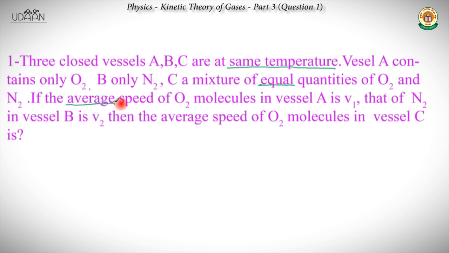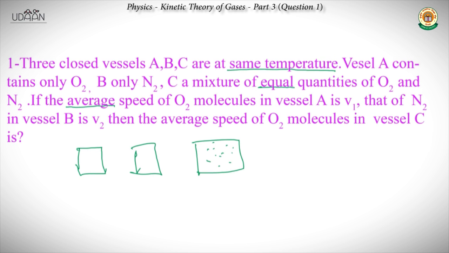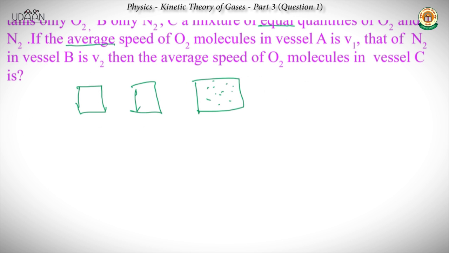So on first look, this seems to be a rather complicated question because we are given a vessel A which contains only one type of gas, a vessel B which contains only another type of gas, and a vessel C in which there is a complete mixture of them. For the mixture, at first sight we might not come across anything on how to make the effective, or what would be the effect of mixing the two gases.